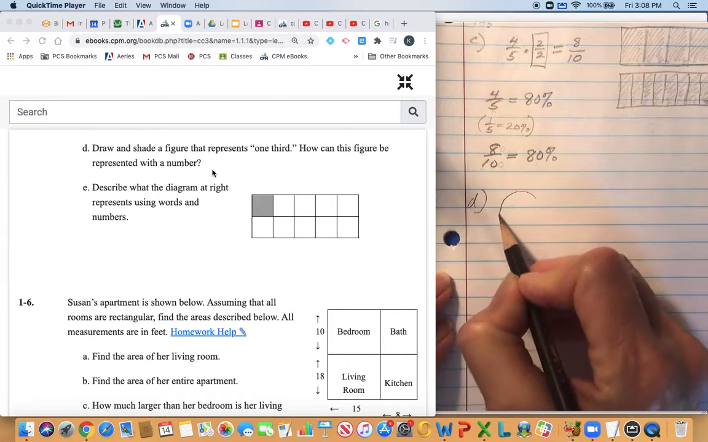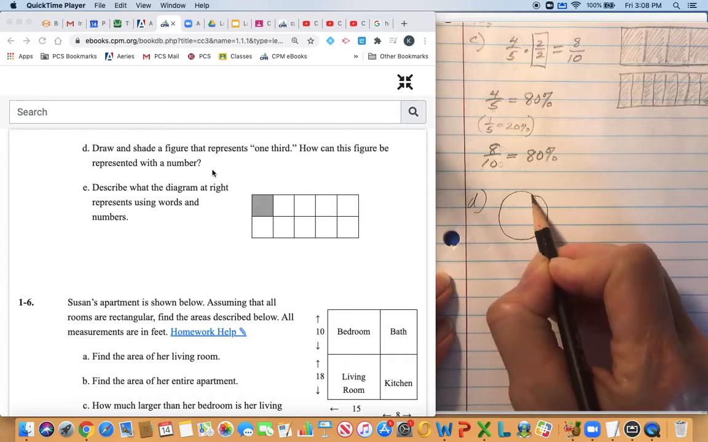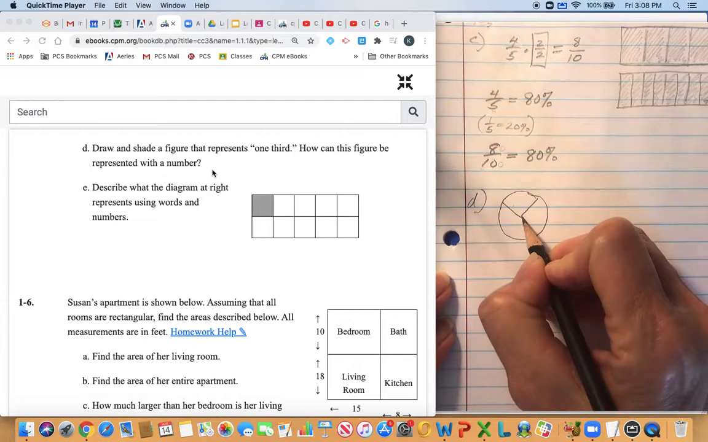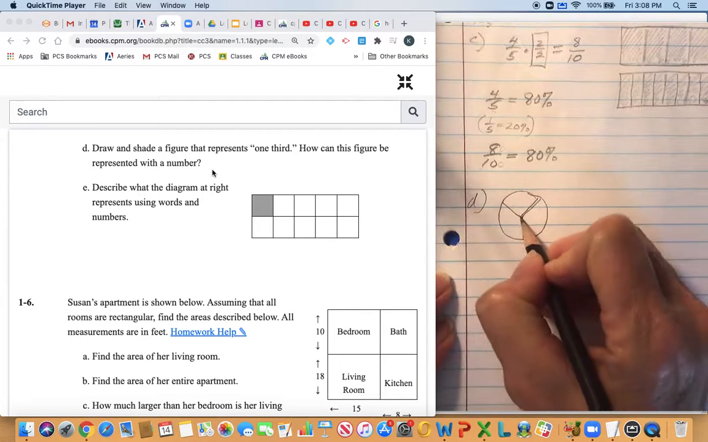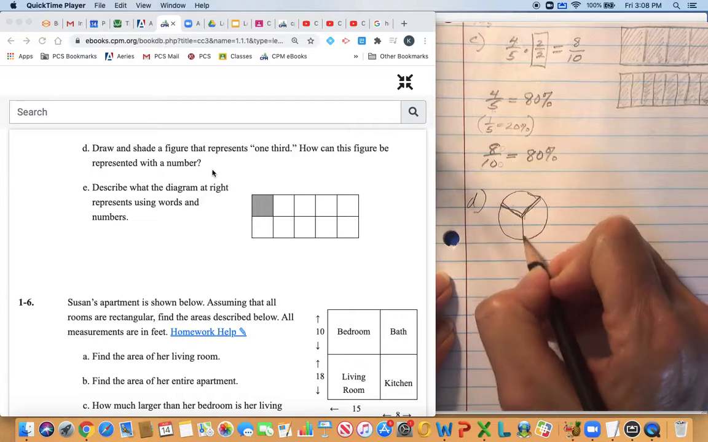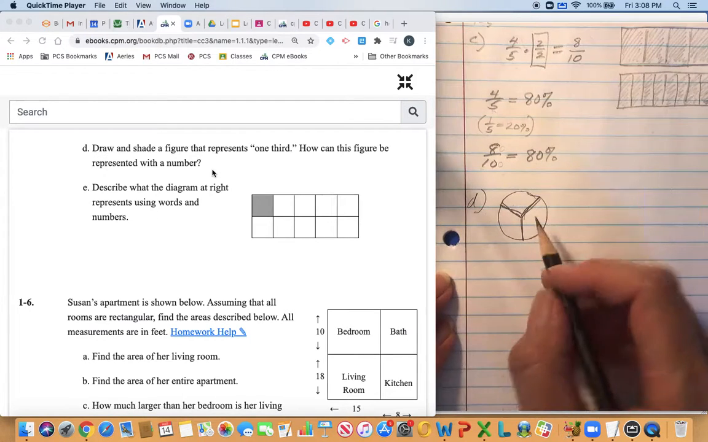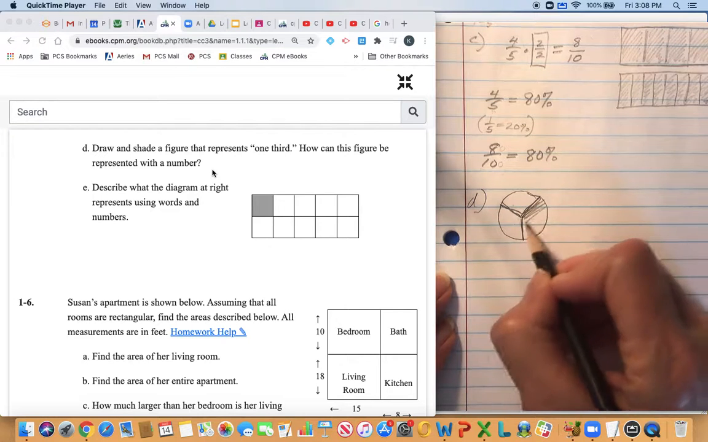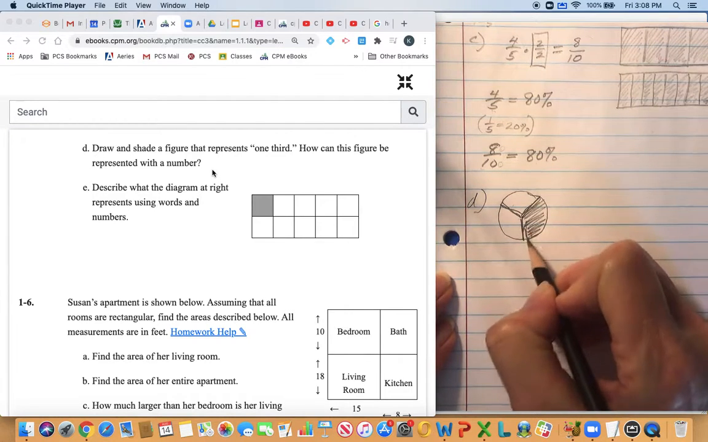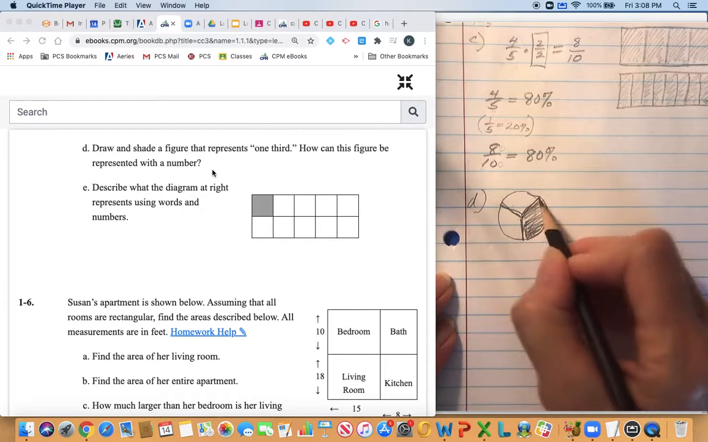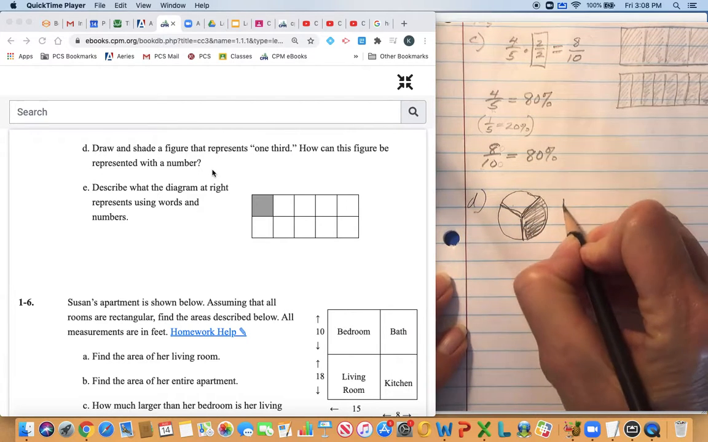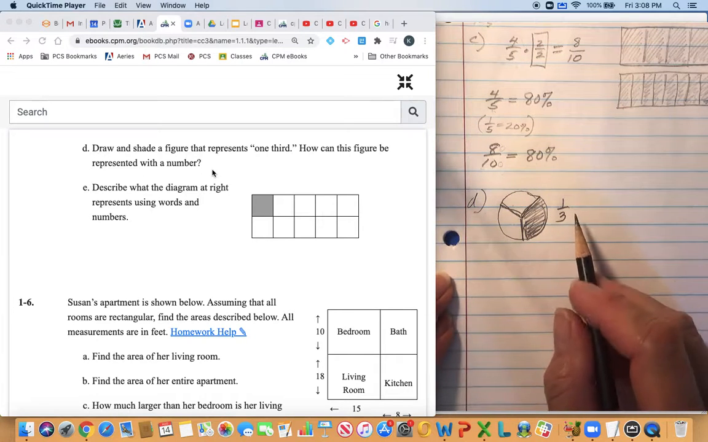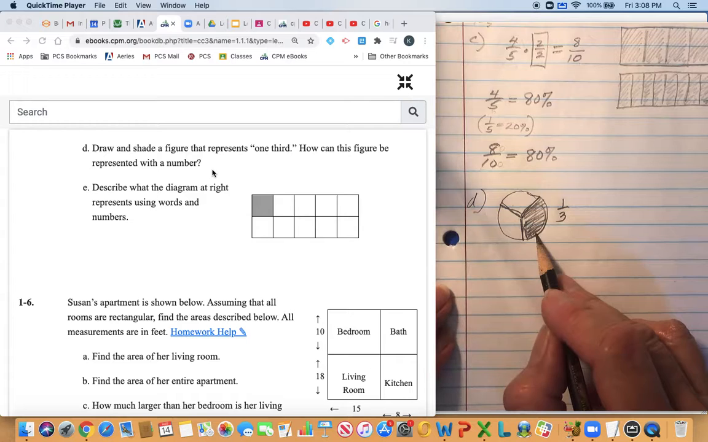And just for fun, this time I'm going to do a circle, and I'll split that into 3. That's kind of a bad drawing, but you get the idea. And then I'm going to shade 1/3. All right. And just so everybody knows that it's 1/3, I'm going to label it 1/3. All right. How can this figure be represented with a number?